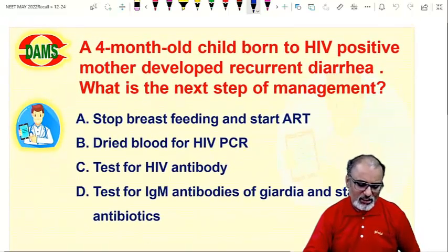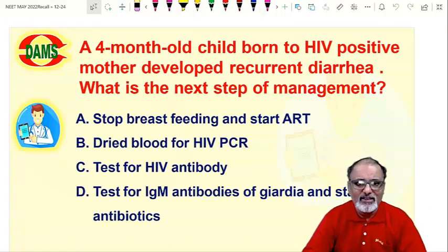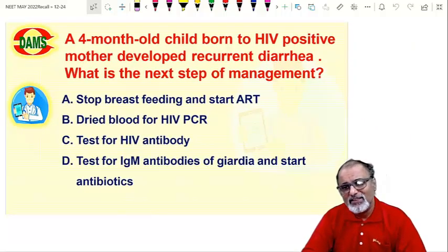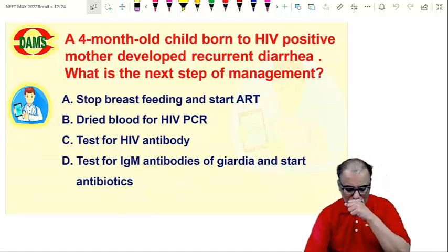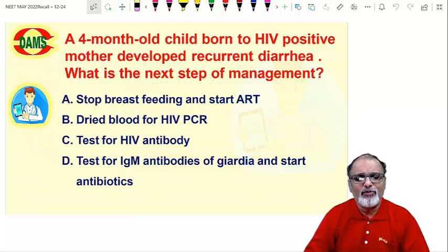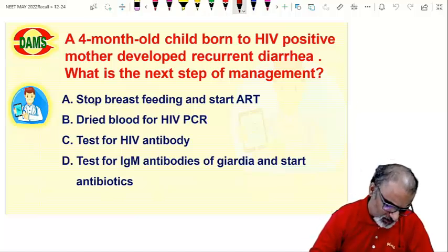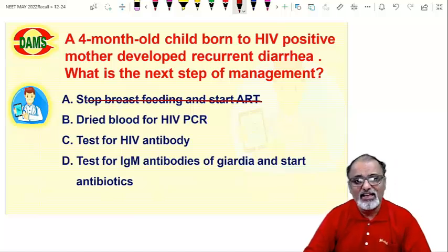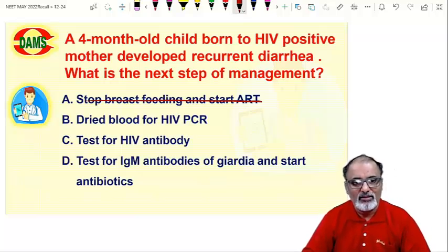Next is a 4-month-old child born to HIV positive mother developed recurrent diarrhea. What is the next step of management? There are two things. First, you need to identify the cause for the diarrhea. Second, it's born to an HIV positive mother, whether the child is having HIV or not. That is important. At any cost, stopping breastfeeding is not advisable. Whether the child is positive or negative, don't stop breastfeeding. Very initially, 10-15 years before, we used to stop breastfeeding for a period of time. Now it's not like that. Exclusive breastfeeding is acceptable.